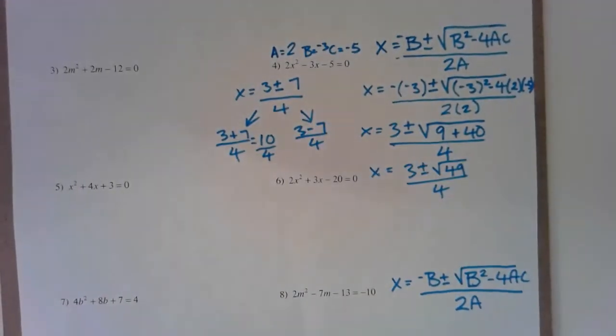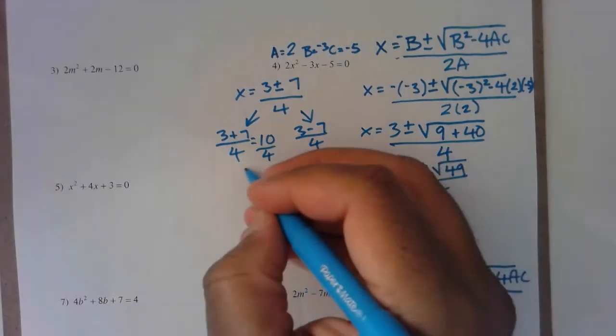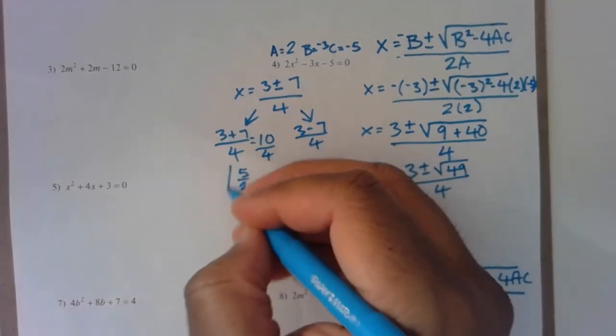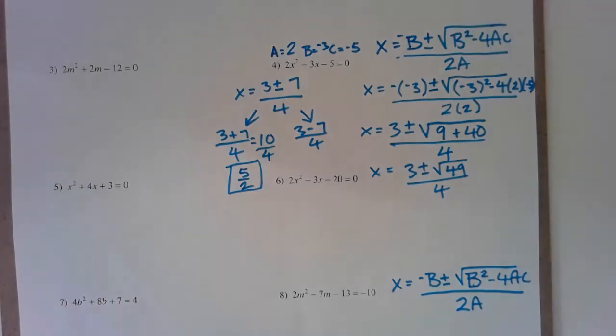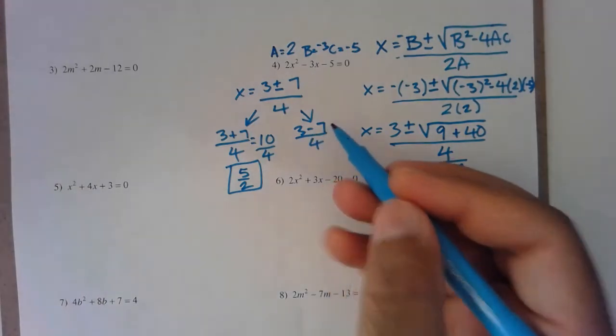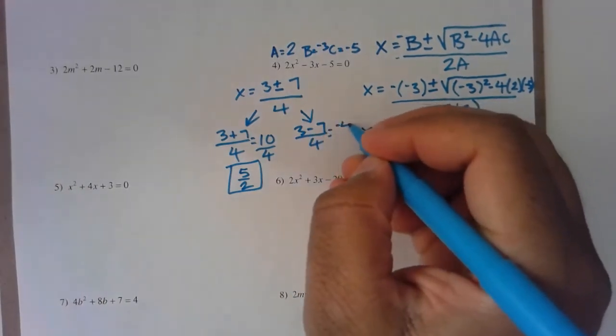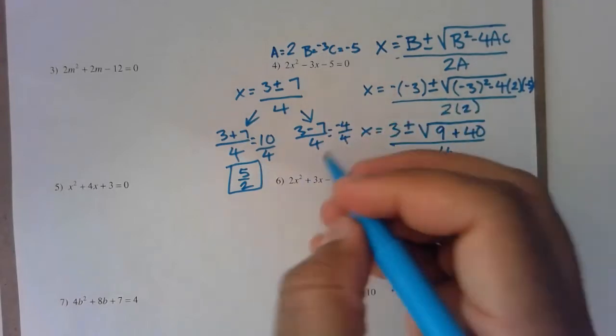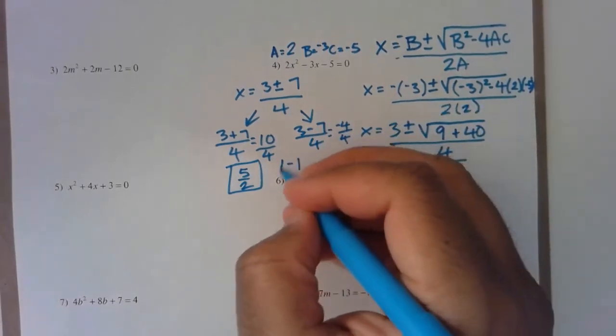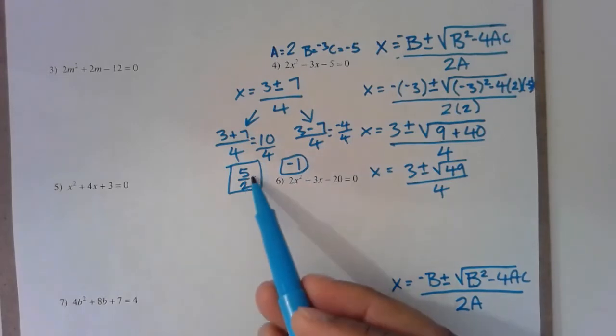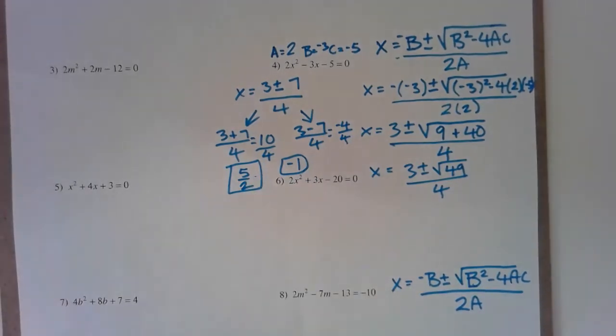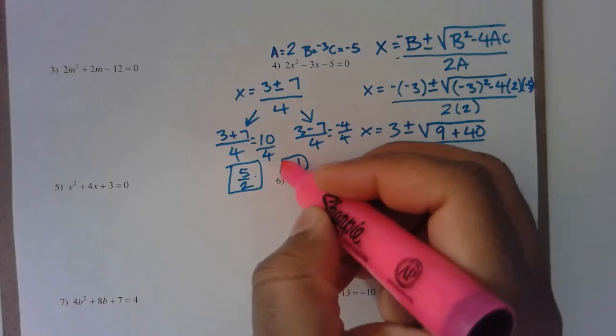All right, so 10 over 4, we can reduce that fraction to 5 over 2. If you want to write it as a decimal, that's fine. I don't care. So we got 5 over 2 as we reduce that. 3 minus 4, that's just going to be -4 over 4. We can reduce that to a -1. All right, so x is going to equal 5 over 2 and -1 for that particular problem here.